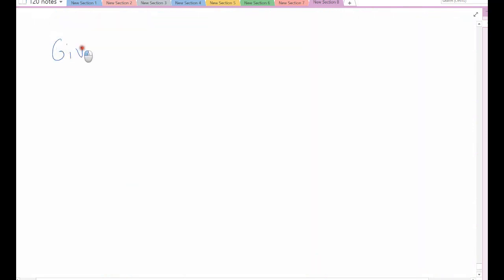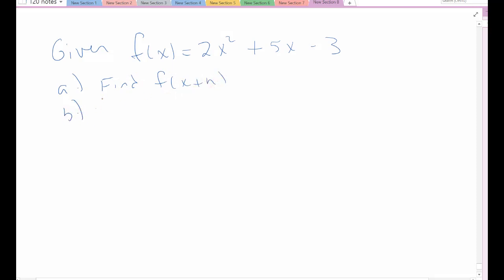So given f of x is equal to 2x squared plus 5x minus 3, A, find f of x plus h, B, find the difference quotient for f of x. Alright, so just like the last problem. Alright, so A first.